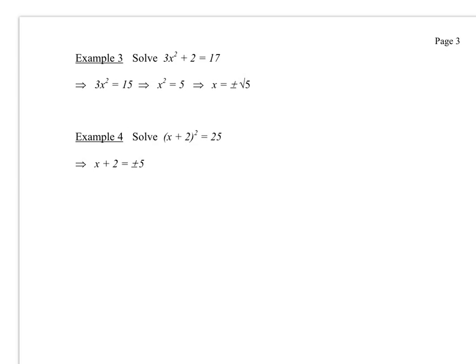And from there, it's a matter of solving. That's actually two equations, x plus 2 equals plus 5, x plus 2 equals negative 5. But we can solve both of those equations just by subtracting 2 from both sides. So x is equal to negative 2 plus 5, or x is equal to negative 2 minus 5. And that gives us these two answers. x equals negative 7, x equals 3.